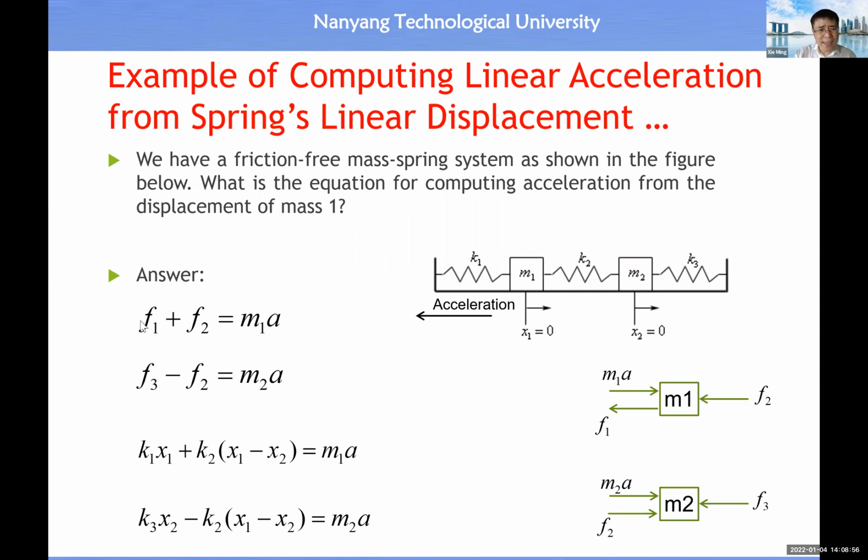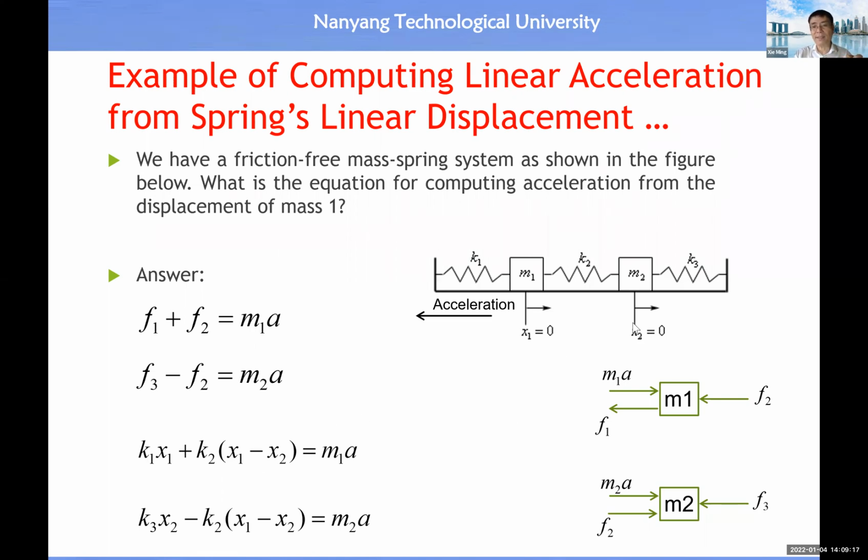So then what is F1? F1 is equal to K1 X1. F2 is equal to the total change in length of K2 times K2. So X1 is the change. This is the displacement at the right end of the spring.